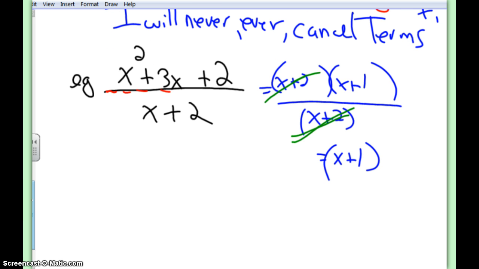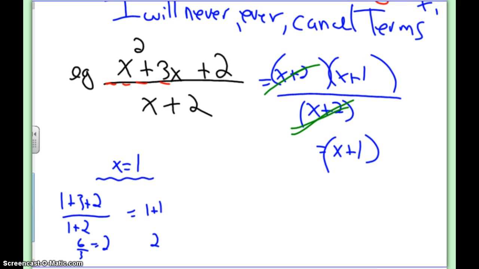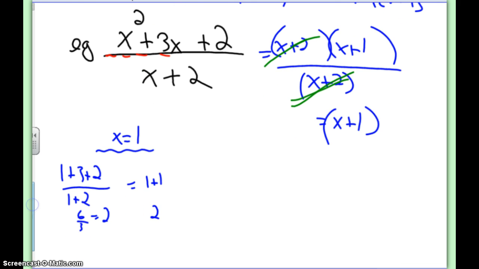So for example, does this really work? All right, sure. Plug in x equals 1 and do a check. Well, if x equals 1, the original question would be 1 plus 3 plus 2 all over 1 plus 2. Plug in 1 on the right side and you get 1 plus 1. So 2, 6 divided by 3 equals 2. So we end up with 2 equals 2.